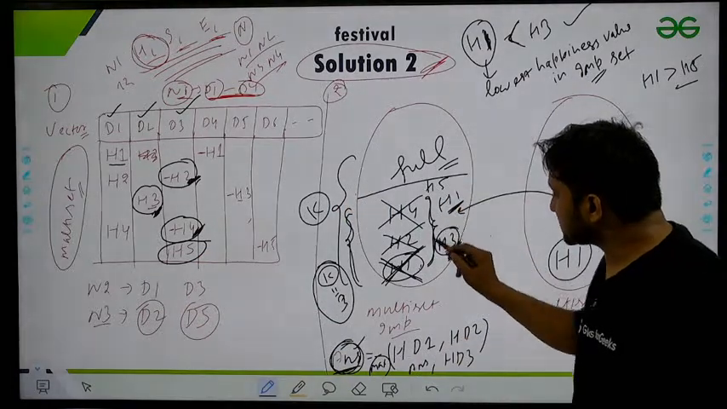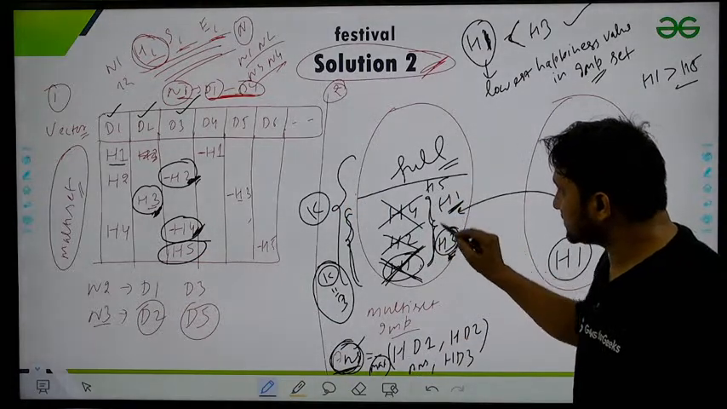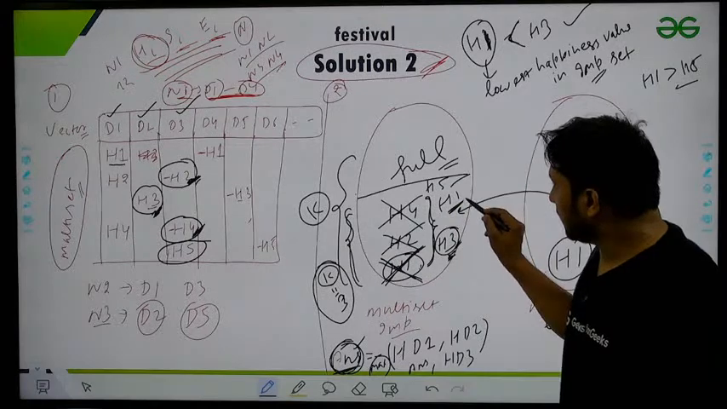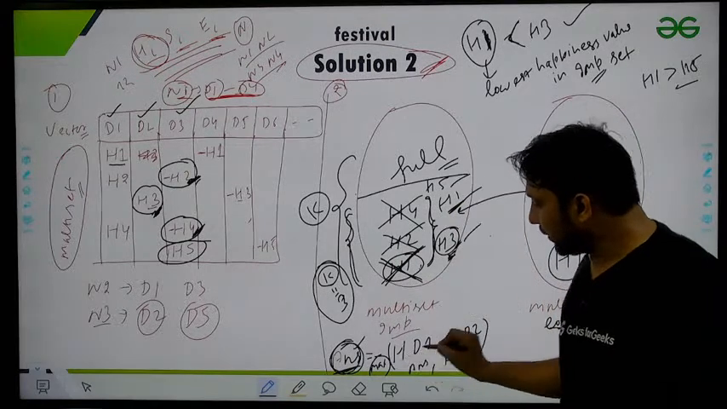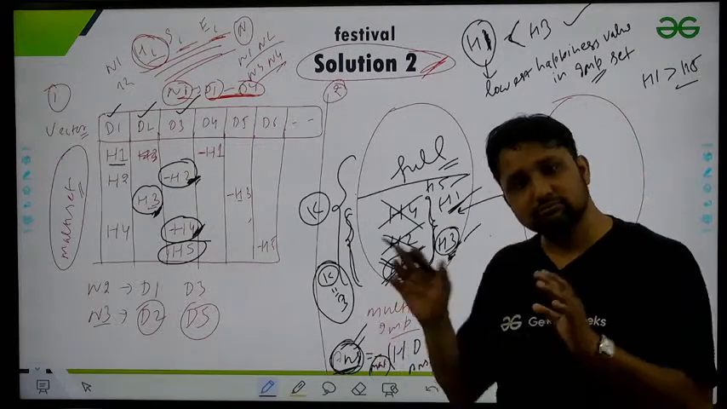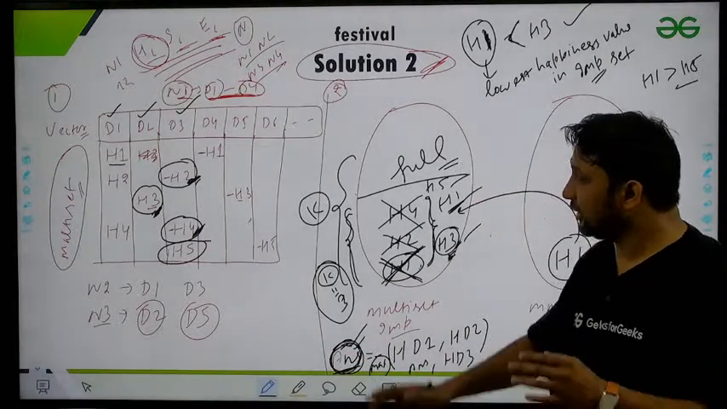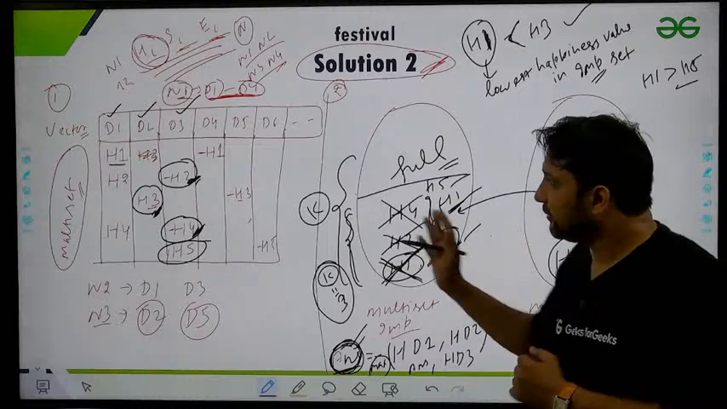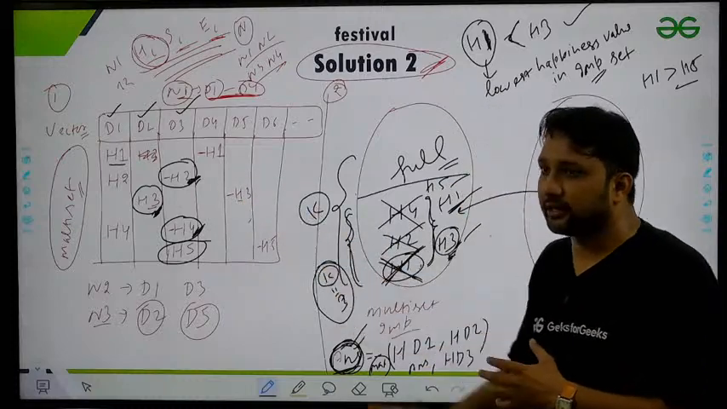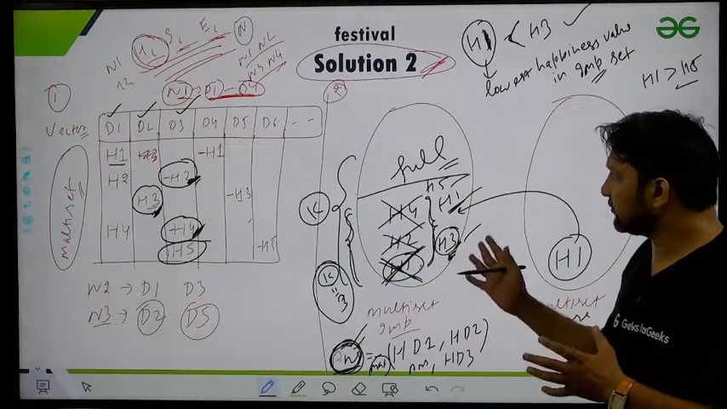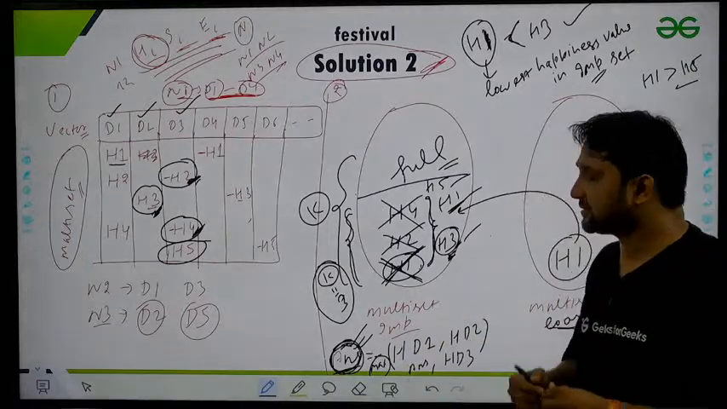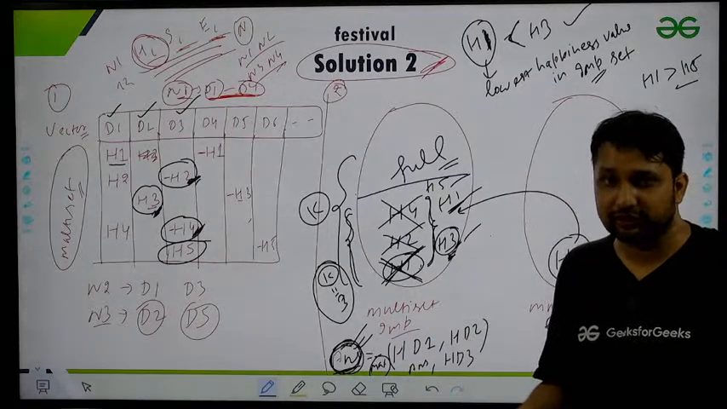Now you sum up the happiness of all these three, compare which one is maximum, and get the answer in the answer variable. You will do this for all the days, for the next day, and the next day. This is how you can find the happiness. That's it. This is how the second solution is working.